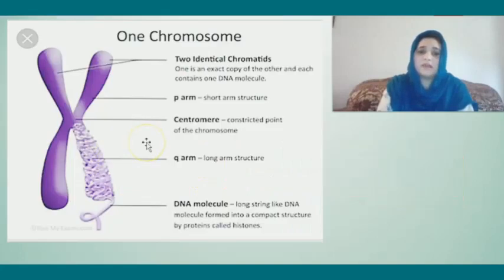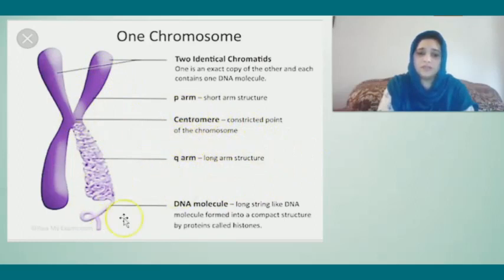Here is a diagram of one chromosome, to get a better idea about its structure. Two identical chromatids, one is an exact copy of the other. Why an exact copy? Because they are produced by the process of DNA replication. They replicate and each contains one DNA molecule. P arm is the short arm of the chromosome, while Q arm is the long arm of the chromosome. The constricted point of the chromosome is known as the centromere.